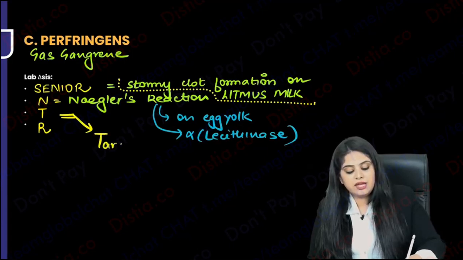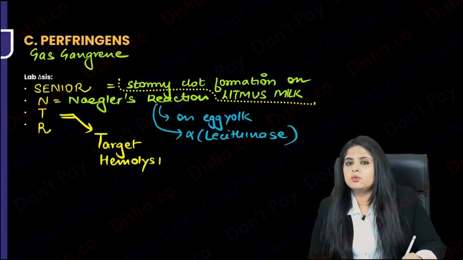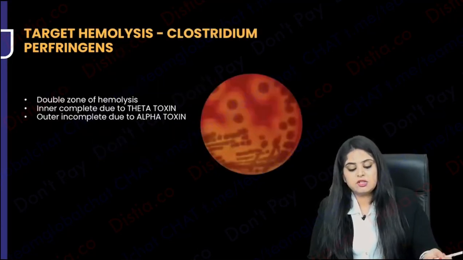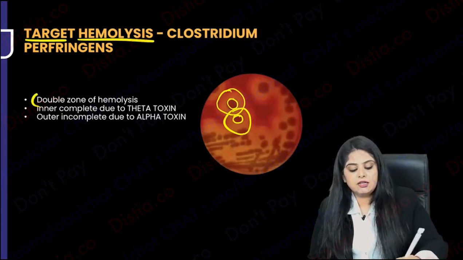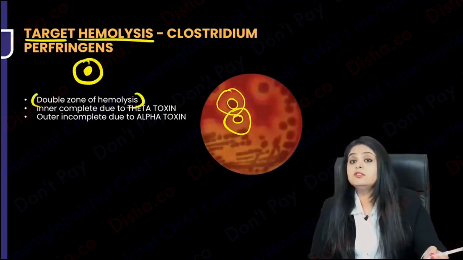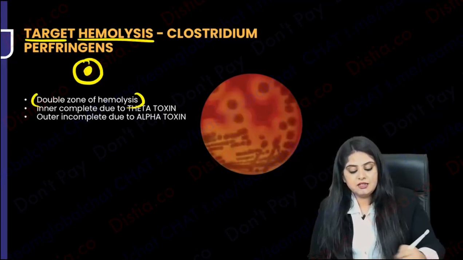There is something known as target. Target, we all know how a dartboard has a target. So in the same way, the same picture has been shown over here. It shows you target hemolysis, which means double zones are going to be there. Some people call it target hemolysis, some people call it double zone hemolysis. I'll repeat it for you. There is an inner part of hemolysis, there is an outer part of hemolysis.